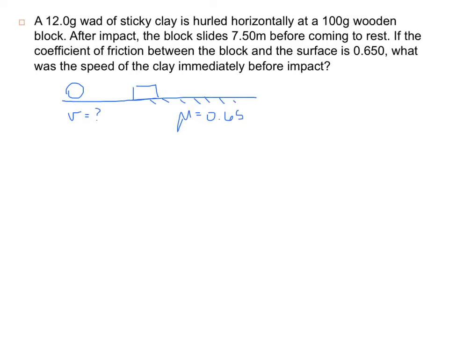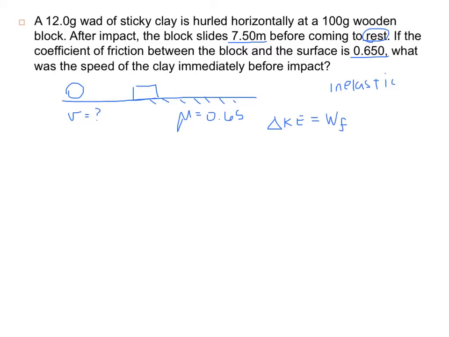Now, you can already see that this is going to be an inelastic collision, a perfectly inelastic collision, meaning that they will stick together. So, this problem actually needs to be worked backwards. We can see that if we have a coefficient of kinetic friction and we know the distance it travels before it comes to a stop, then we can calculate the work done by friction.